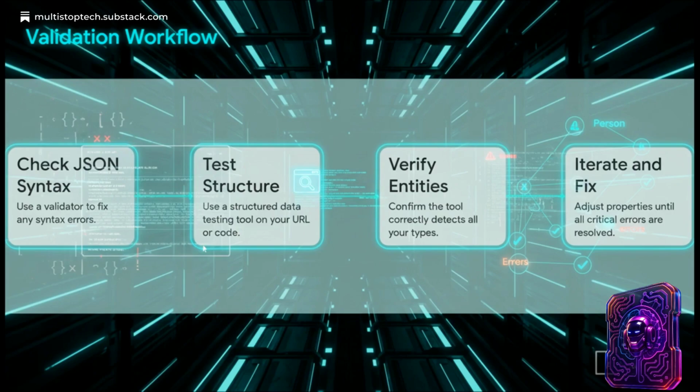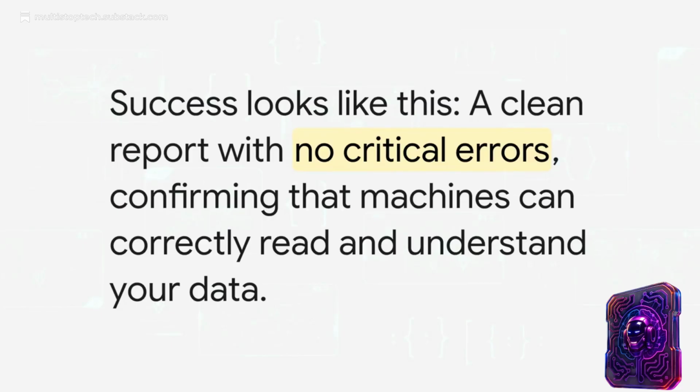You double-check that it actually sees all your different pieces, and then you just fix whatever errors or warnings it spits out. And this is what you want to see. A clean report, all green check marks, no scary red errors. This is your confirmation that Google, Bing, and all the other machines can read and understand the beautiful data structure you just built for them.